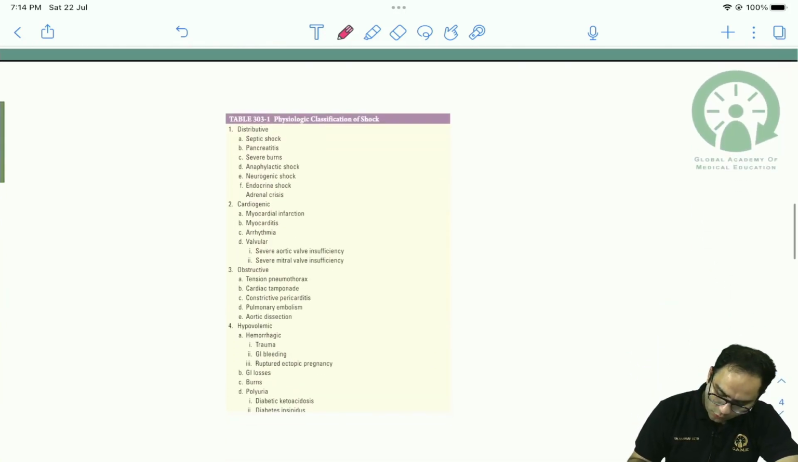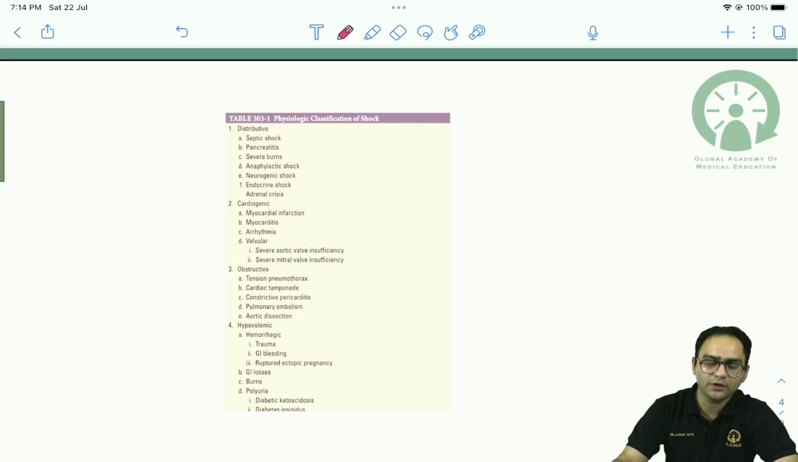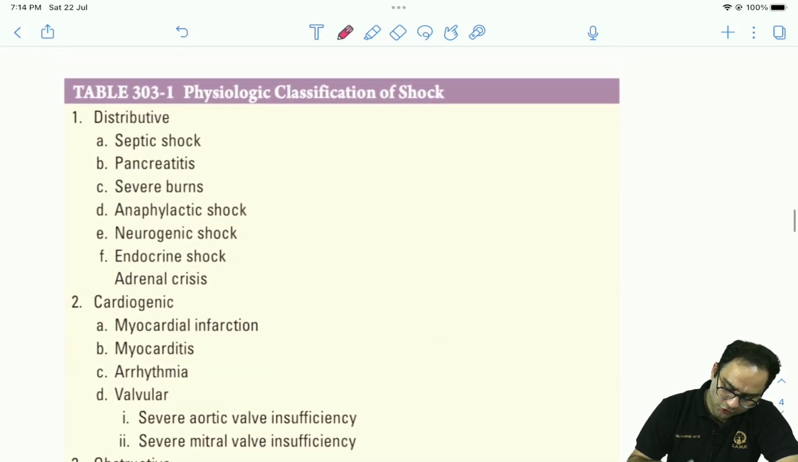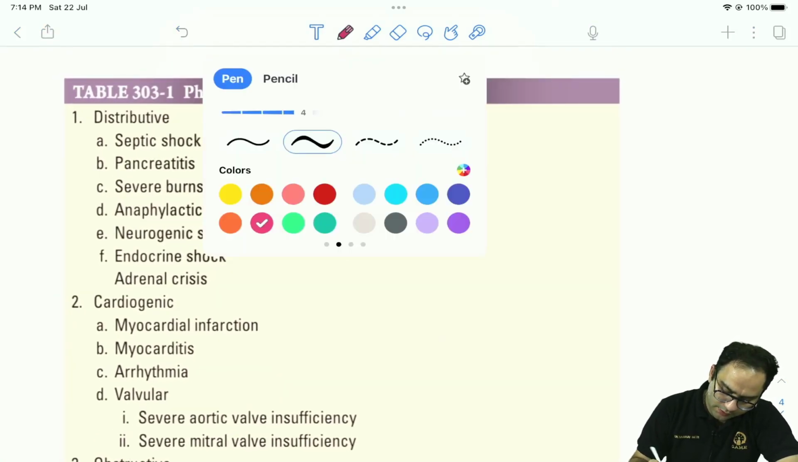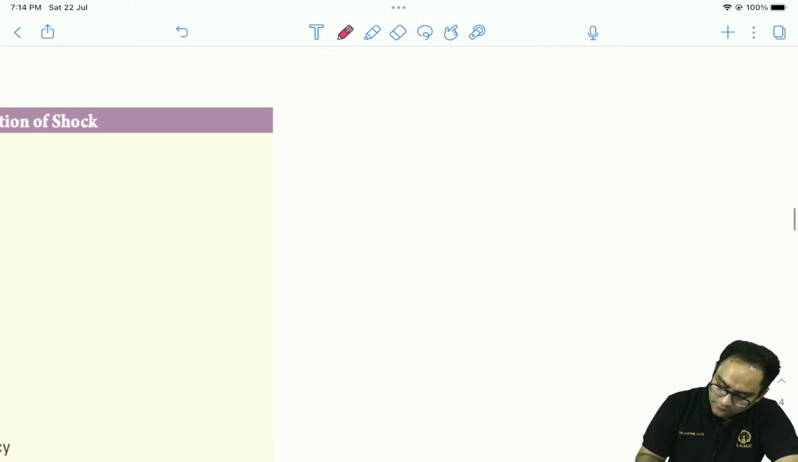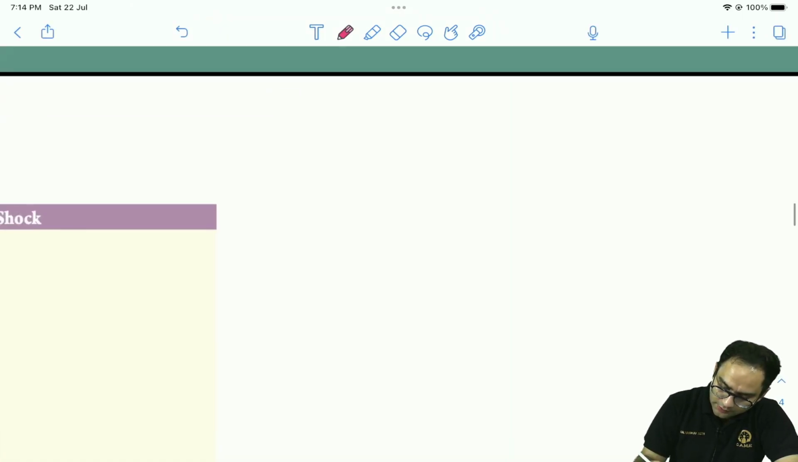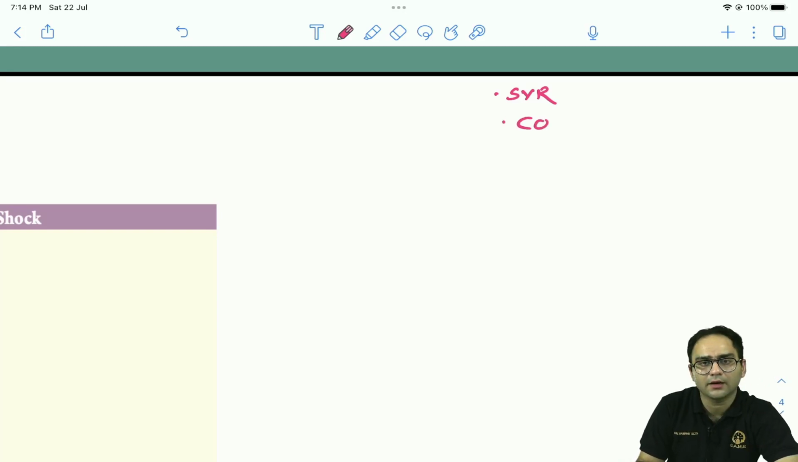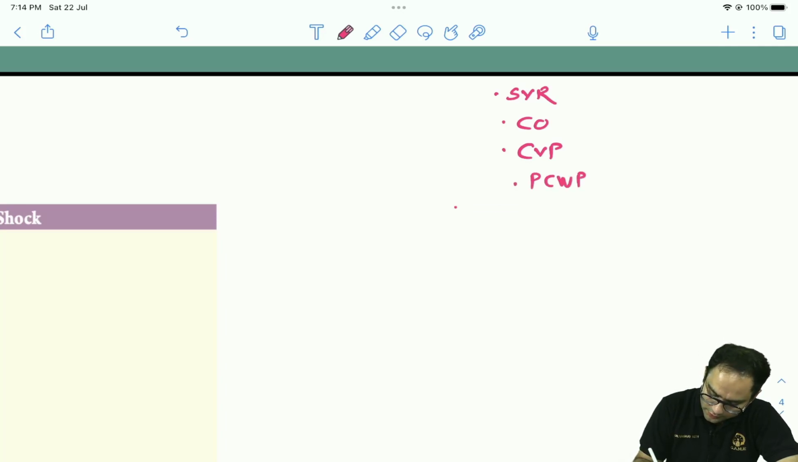Right? Now, what are the things that are important whenever you are evaluating a patient of shock? First, foremost, we'll just write down the names. One is the systemic vascular resistance. Second is the cardiac output. Third is the central venous pressure. And fourth is the pulmonary capillary wedge pressure.